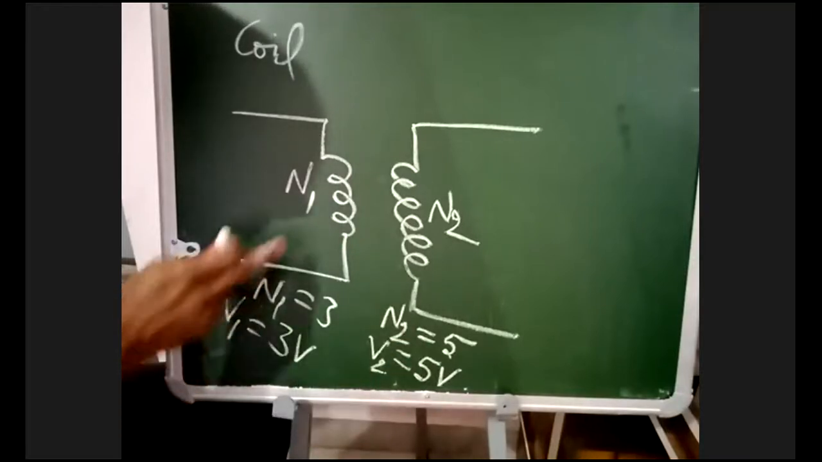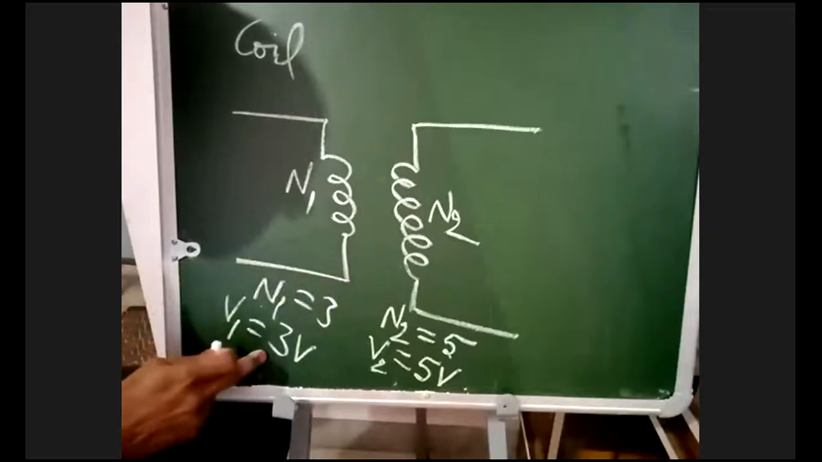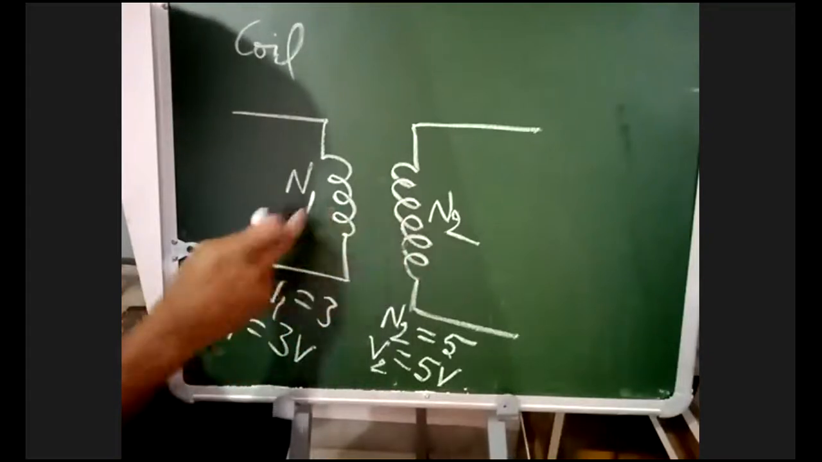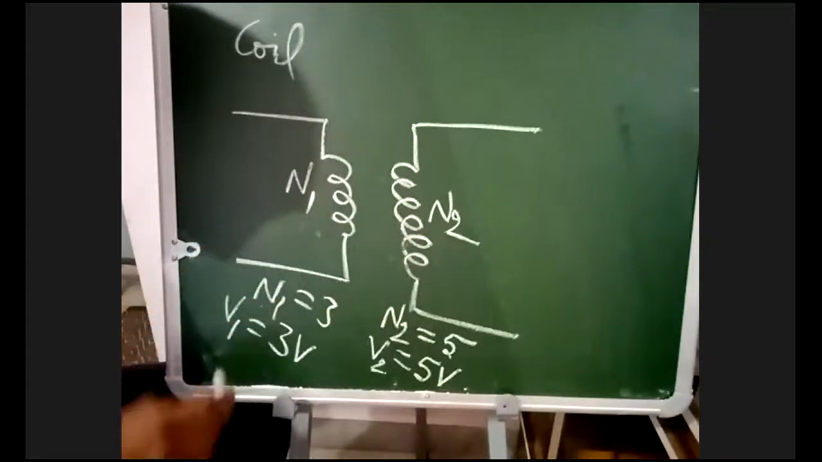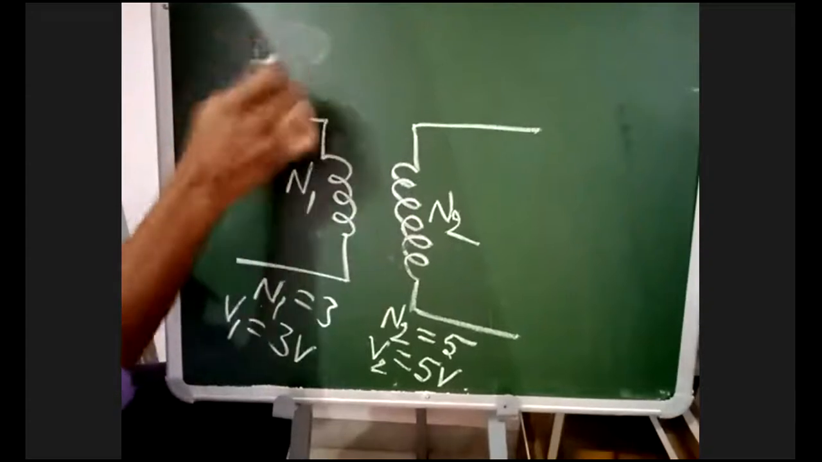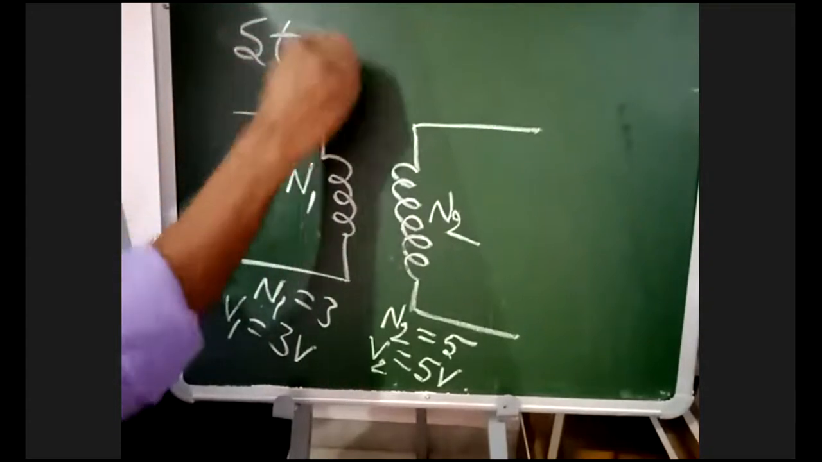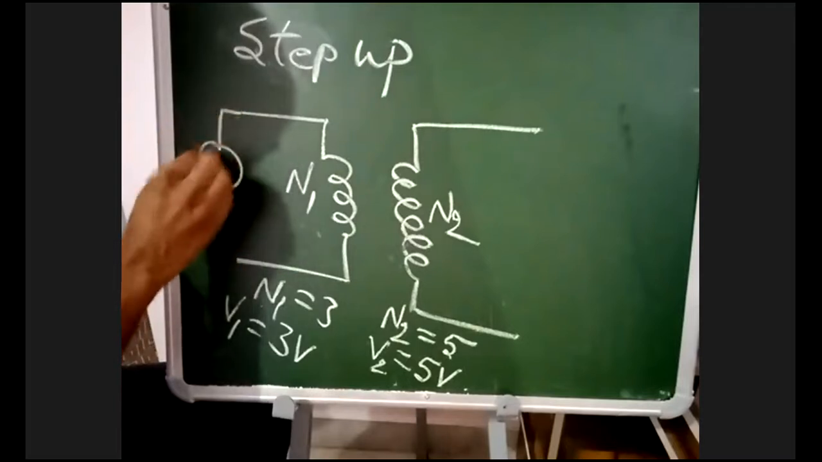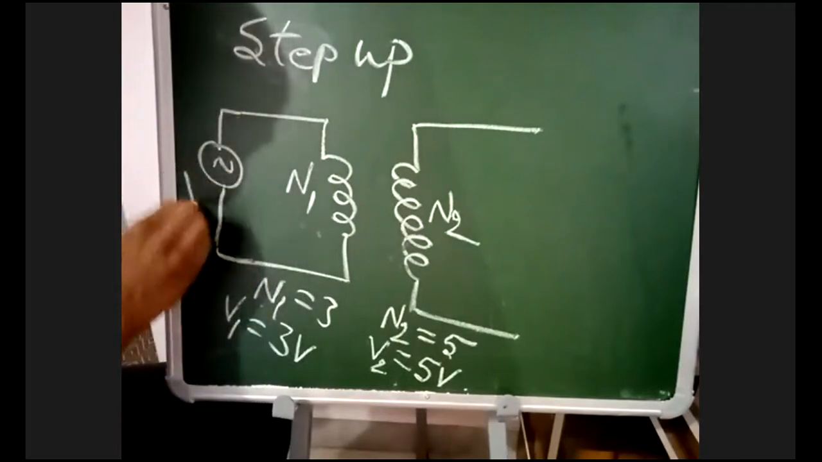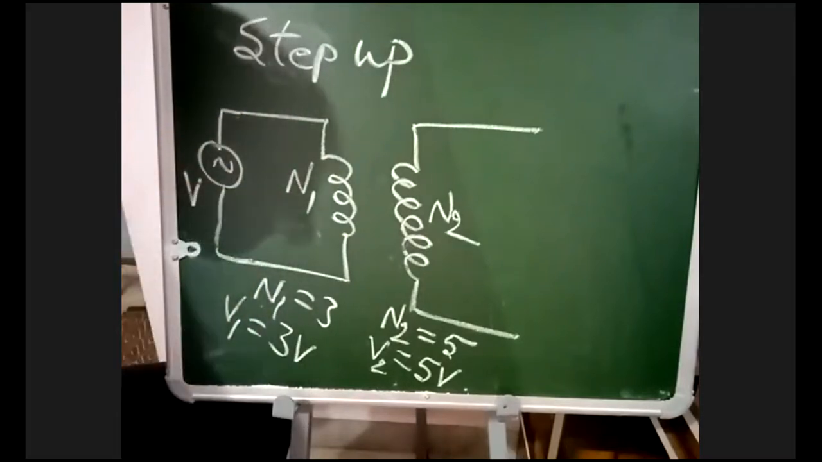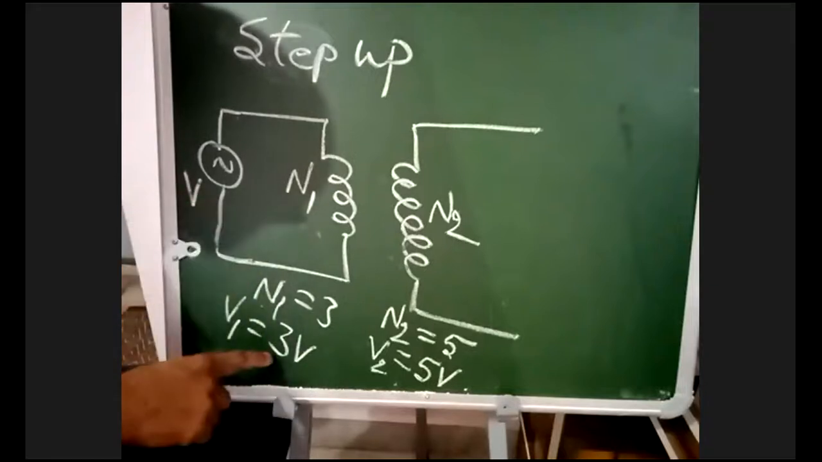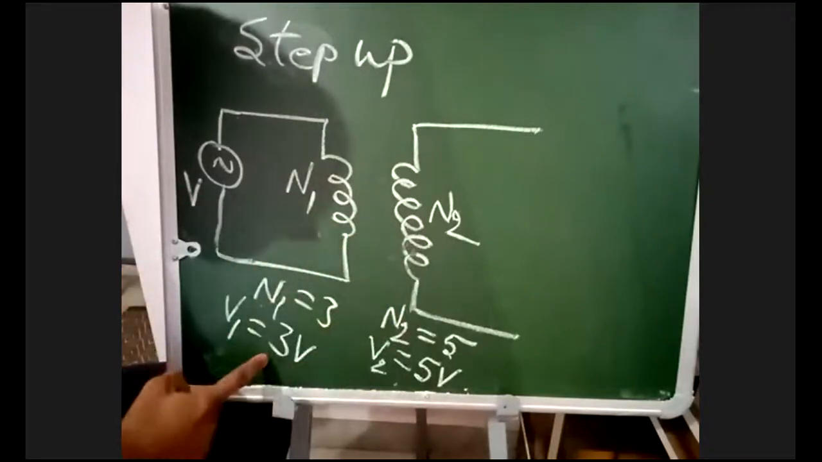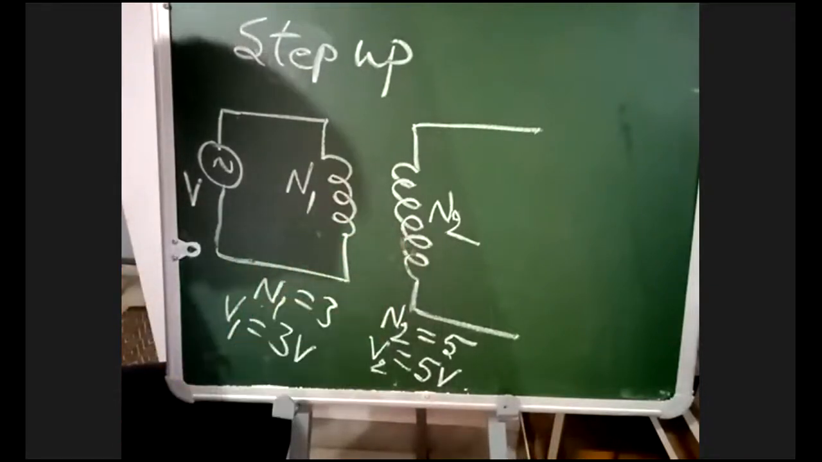That means we are stepping up the 3 volts to 5 volts. Voltage is increased from primary to secondary. It is called a step up transformer. Your input is AC voltage. We are stepping 3 volts AC to 5 volts AC. A transformer is an AC device which steps up or steps down the voltage.